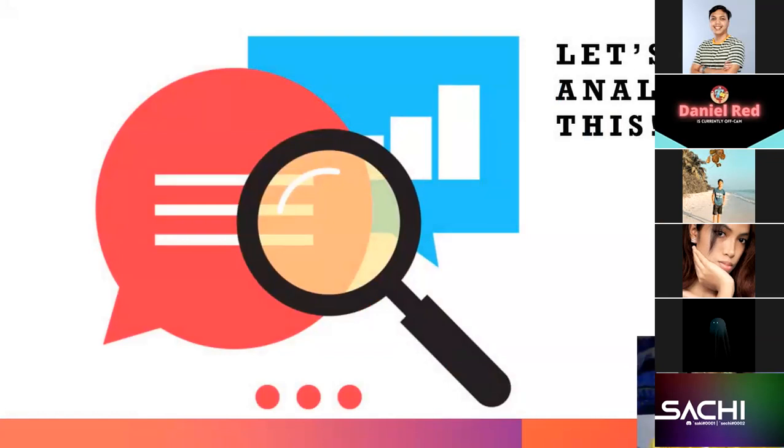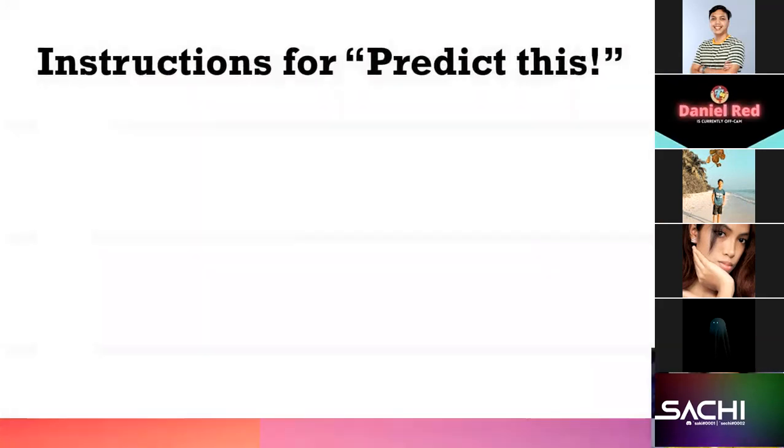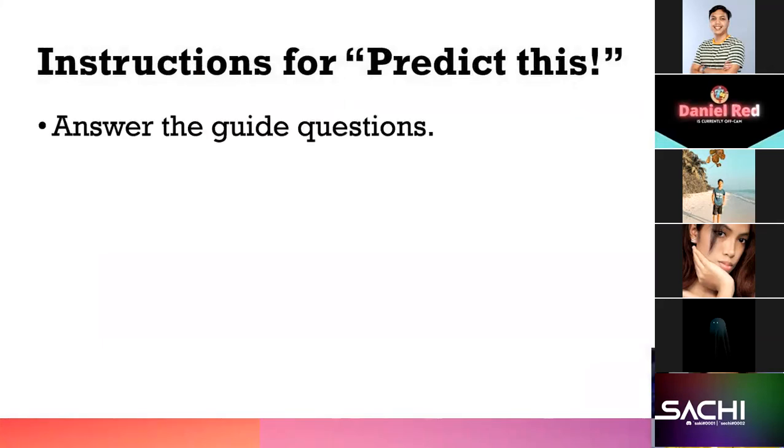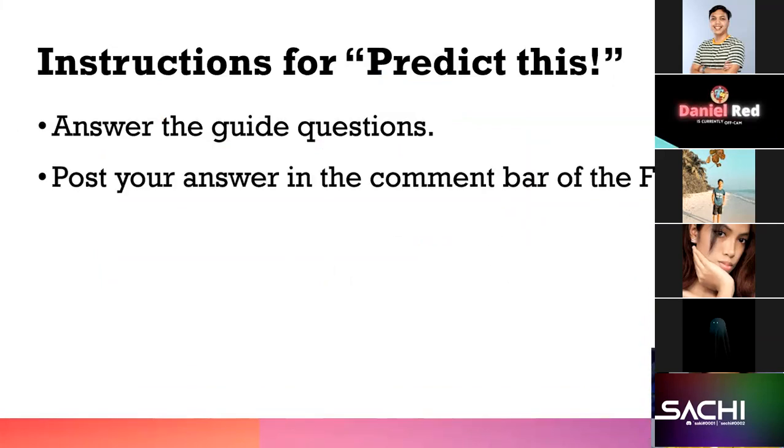Now, let's move to the next part of our discussion. Let's analyze this. For this activity, you need to predict what will happen to the scenario given. So let's begin. Here are the instructions for this particular activity. Instruction number 1, you need to answer the guide questions. And of course, instruction number 2 is you need to post your answer in the comment bar of the FLMS. So take note of the important details that you will gather from this activity.